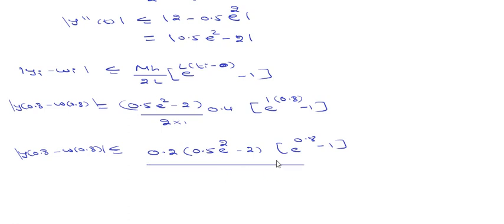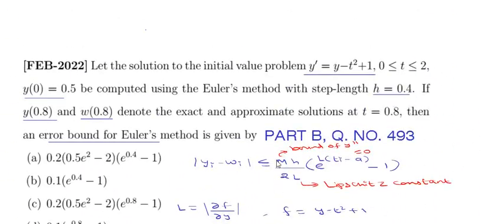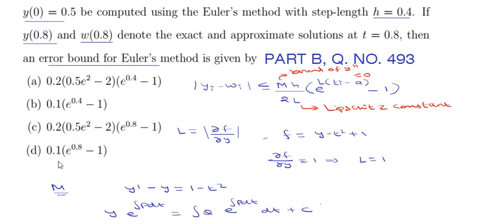Now we will check the options. From this, option C is the correct answer: 0.2 into (0.5 e square minus 2) into (e power 0.8 minus 1).